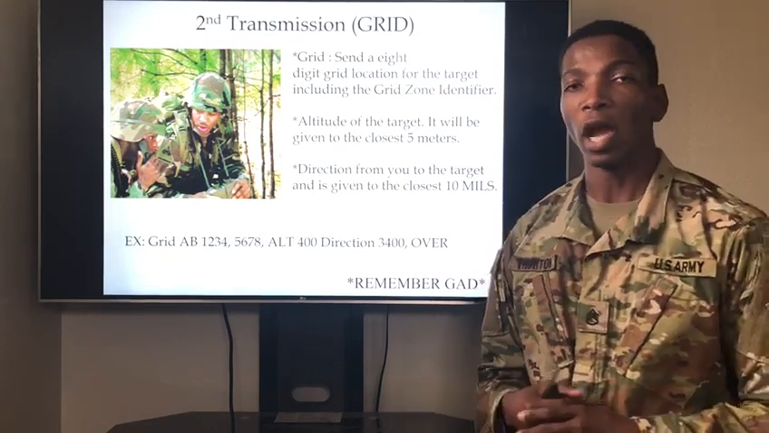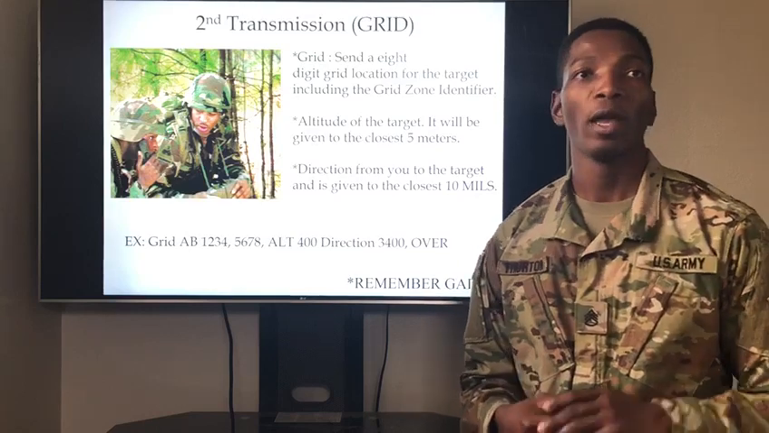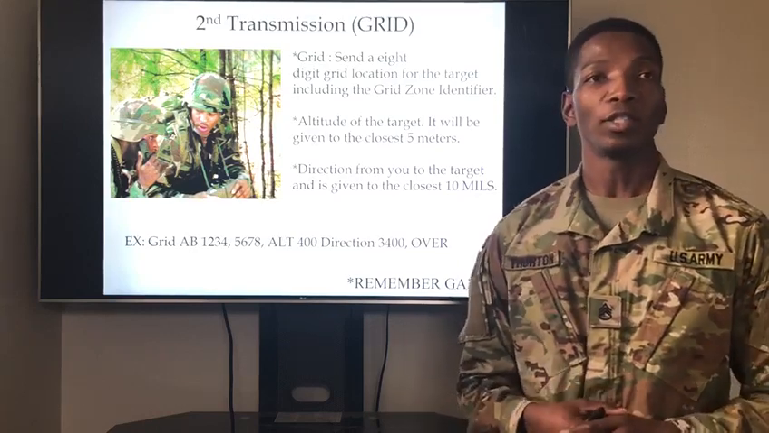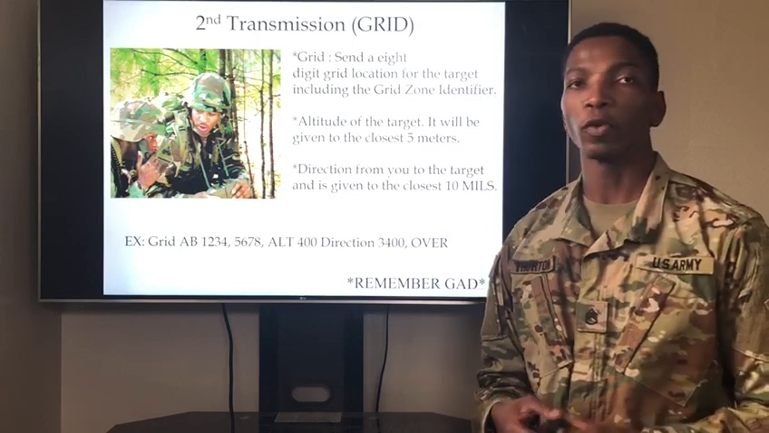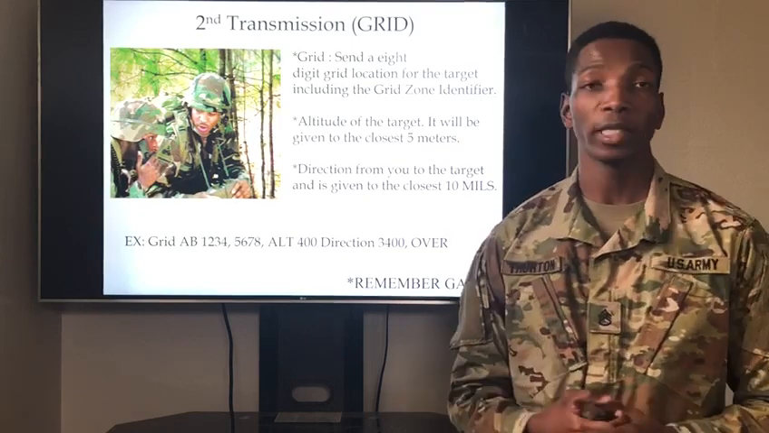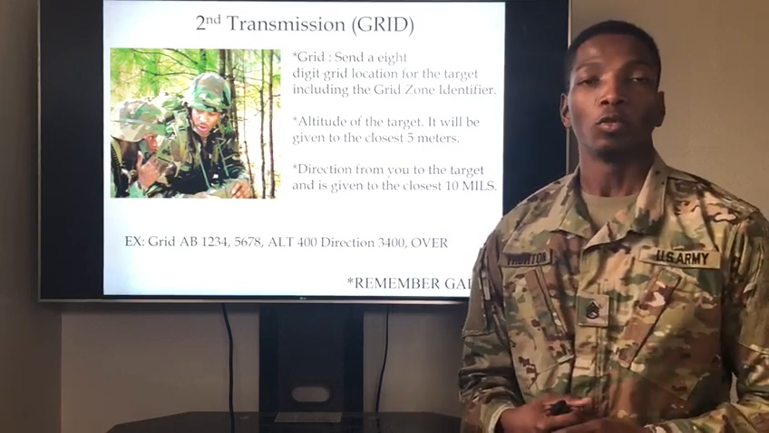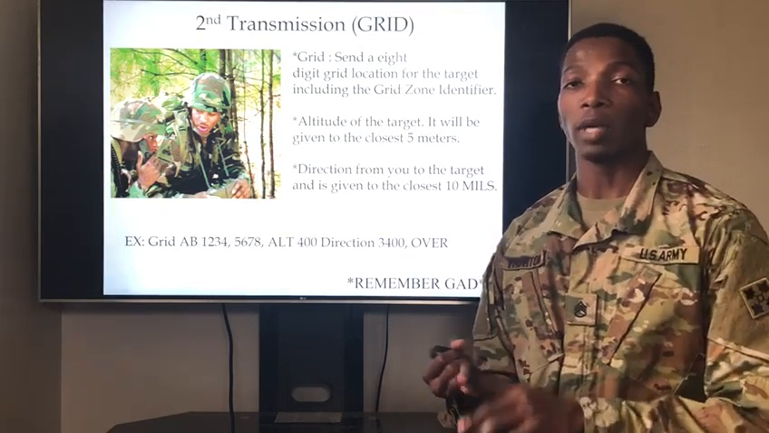Example, grid, Alpha Bravo, 1, 2, 3, 4, 5, 6, 7, 8. Altitude, 400. Direction, 3, 400. Over. Remember, GAD. Use GAD to remember this. It's the acronym grid, altitude, direction.